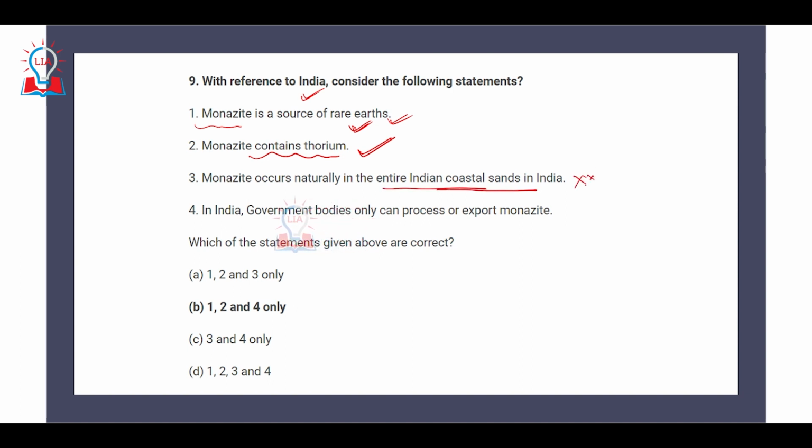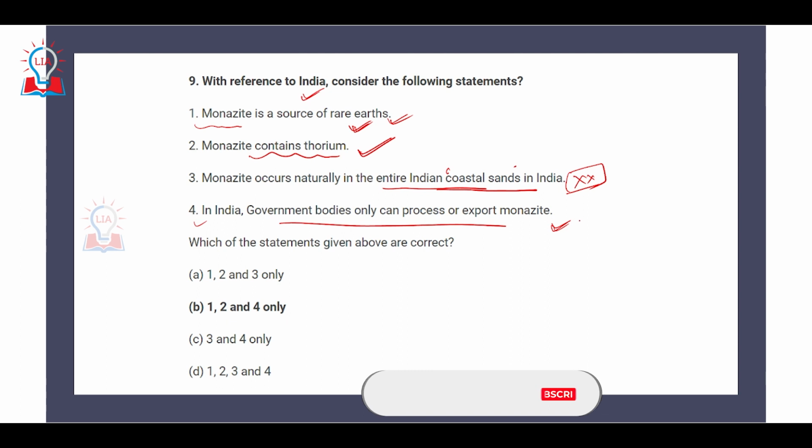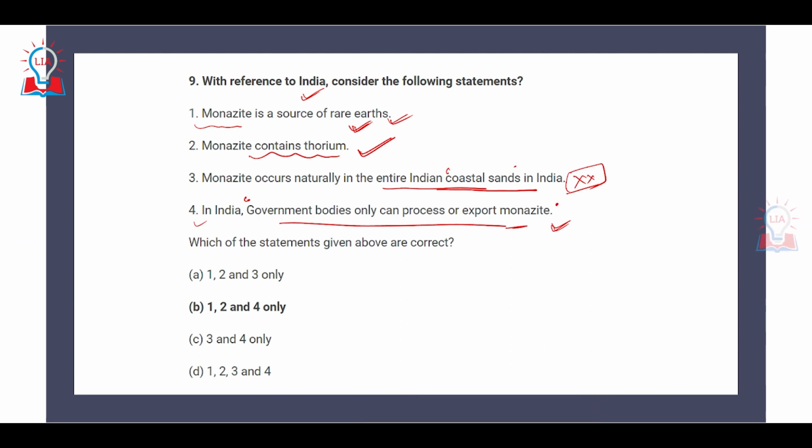Third, monazite occurs naturally in the entire Indian coastal sands. This is an incorrect statement. It is not the entire Indian coastal sands. For example, in Maharashtra and Gujarat, in these coastal regions of India, you will not find monazite. And fourth, in India, only government bodies can process and export monazite. This is true because this is an example of a strategic mineral, and thus only the government can process and export it. Similarly, like uranium, only government authorities or government bodies are given the right to export and process uranium, and the same for monazite. So the correct option will be 1, 2, and 4 only.